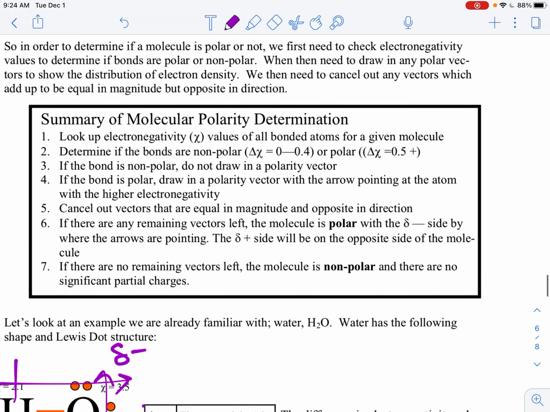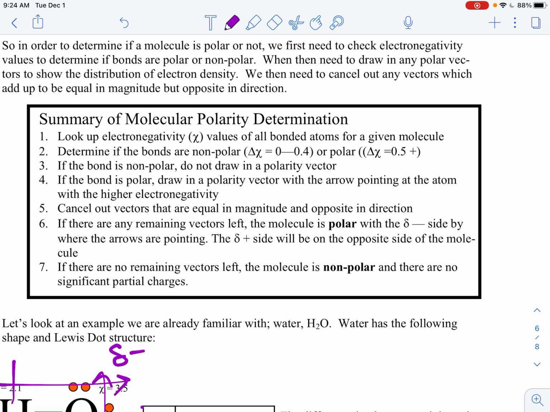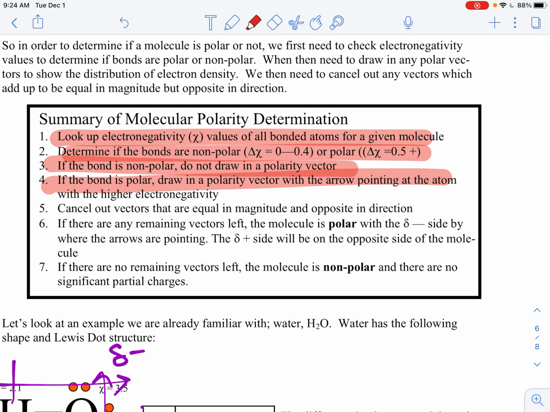So here are the summaries of the rules. First up, you look up the electronegativity. Determine if they're polar or nonpolar. If they're nonpolar, don't draw an arrow. If they're polar, draw in an arrow with the arrow pointing towards the bigger number. If you have ones that are equal in magnitude and opposite in direction, you can cancel them out. If there are any vectors left, then it's polar.